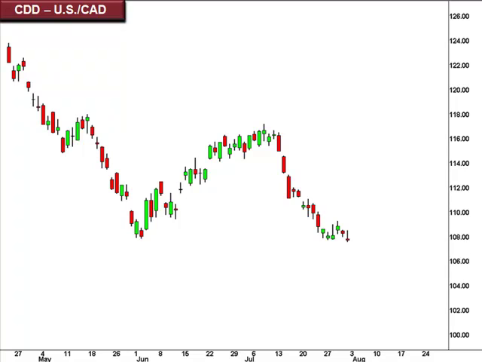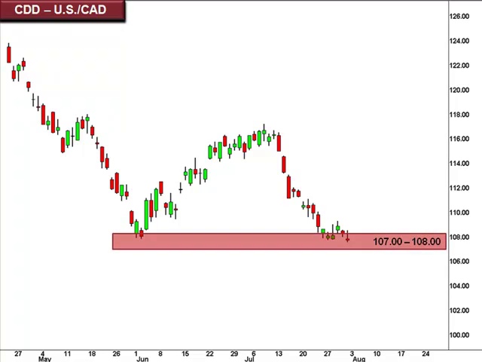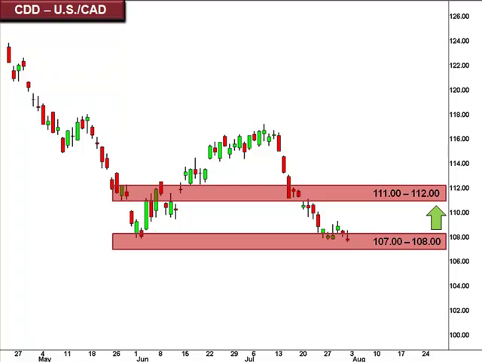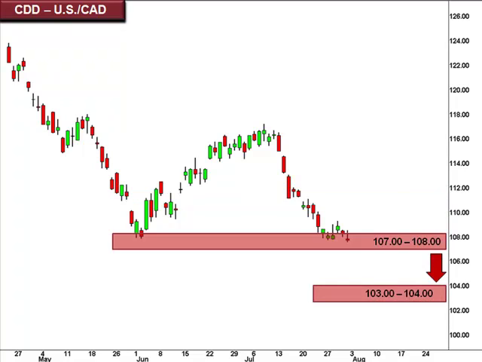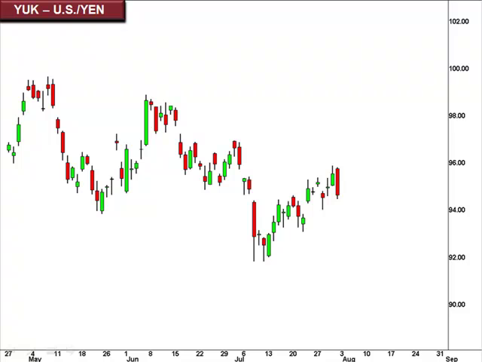First up in our ISCFX option pair values, the CDD, the US versus the Canadian dollar. After a very weak attempt to bounce off of the 108 support level, the US dollar does remain bearish. If the pair value is able to break the 109 barrier, we may see a more ambitious retracement, bringing the 111-112 focal zone into play on the upside. However, if this current level does not hold, we will be looking for a follow-through into the 103-104 box.